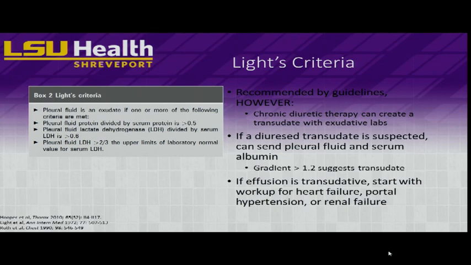So if you have a clinical situation where this might be the case, for instance, you have someone with chronic heart failure or chronic liver failure who's on long-term diuretic therapy, you can send a serum albumin and a pleural fluid albumin as well. And if the gradient between those two is greater than 1.2, then that's strongly suggestive that what you truly have is a transudate. Now, if the effusion is transudative, then you start with your workup for heart failure, portal hypertension, and renal failure, and your treatment is going to be treating the end organ cause of the effusion.